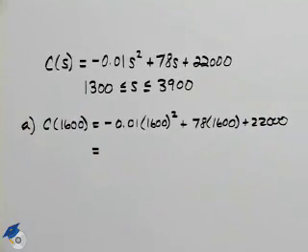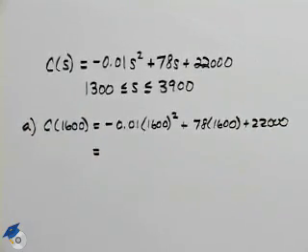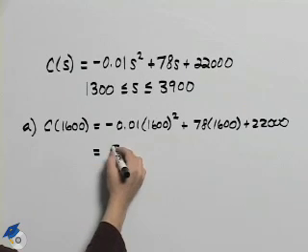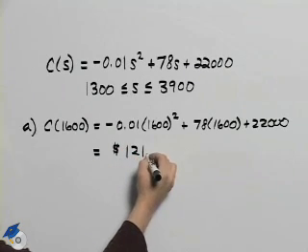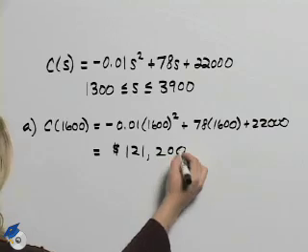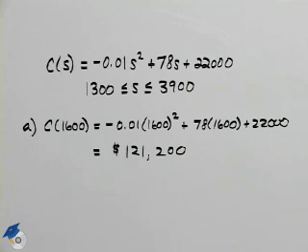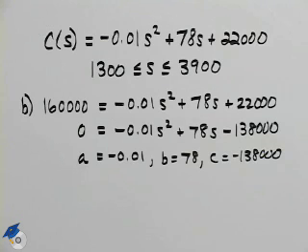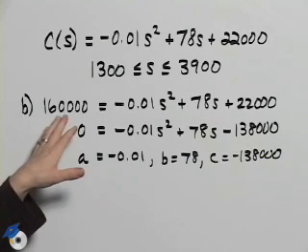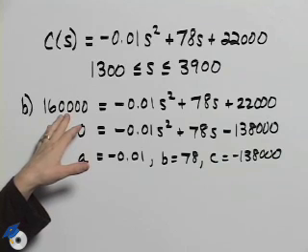When we put this into a calculator and evaluate correctly, we should get $121,200. So the cost of a 1,600 square foot home is $121,200. For part B, to find the size of a house that costs $160,000, we will use this equation.